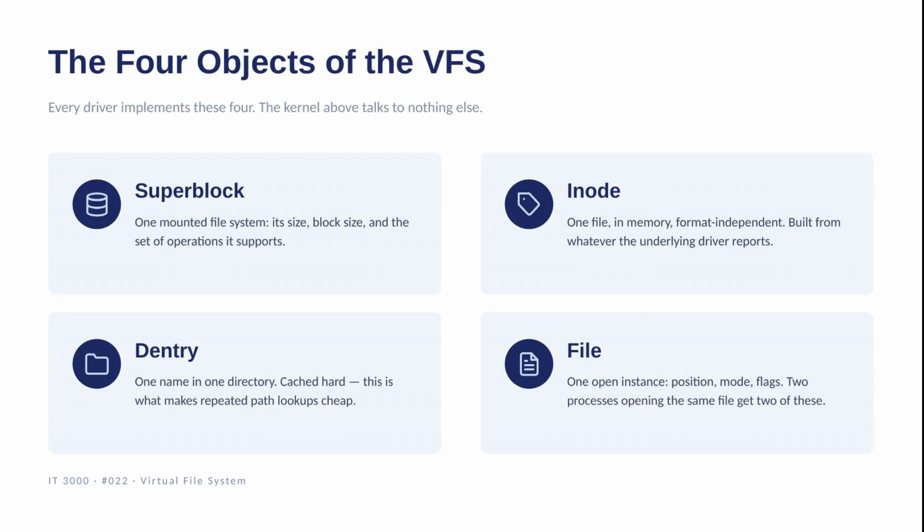So what are those objects? Four of them, and they cover everything. The superblock represents one mounted file system, its size, its block size, the operations it supports. The inode is a single file in memory, deliberately format independent, built up from whatever the driver reports underneath. The dentry ties one name to one directory entry, and it's cached aggressively. That's what makes walking a path fast the second time. And the file object is one open instance, position, mode, flags. Two processes opening the same file get two separate file objects, but they'll point back to the same inode.